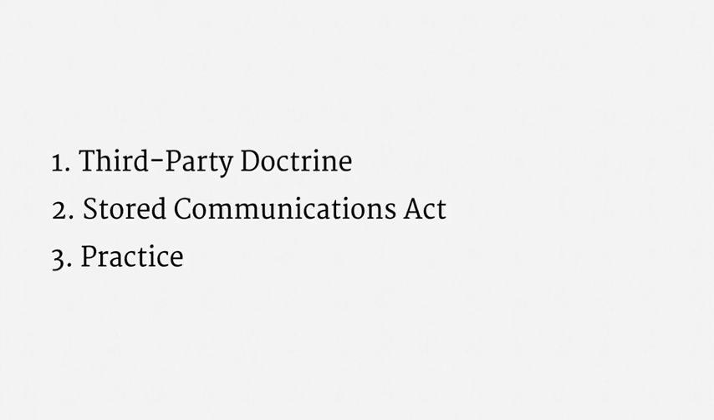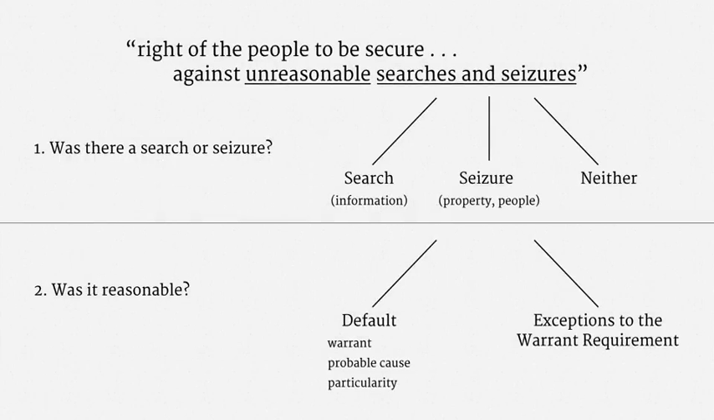So, let's turn to the third-party doctrine and how it fits into the Fourth Amendment. When discussing search and seizure warrants, we looked at the structure of the Fourth Amendment, and we saw that there are, at a high level, 2 questions to answer. Was there a search or seizure? And was it reasonable? We also touched on how, historically, the Supreme Court's approach to government privacy was fairly binary.